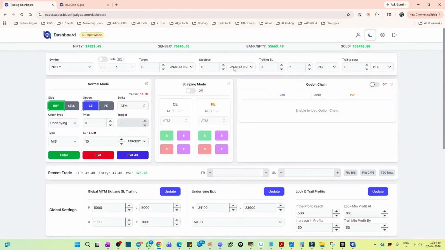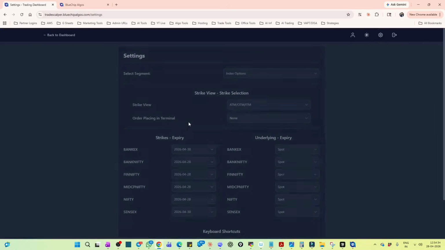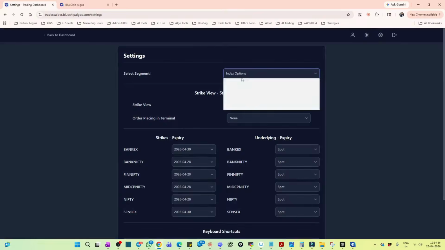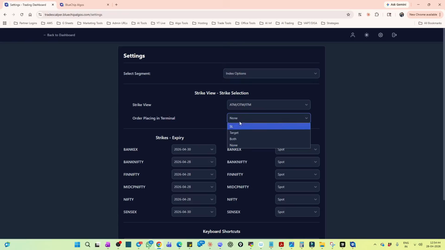And we also have given light theme and dark theme. You can choose whichever is your favorite one. And coming to the settings section, as I mentioned, you can trade in whatever segment you want, and whether you want to go by strike prices or ATM OTMs. And then order placing, whichever parameter you want to place in the terminal, you can choose even that also. Only stop loss you want to place in terminal, only target, both, none, whatever you want.